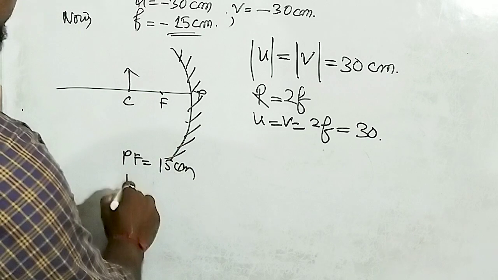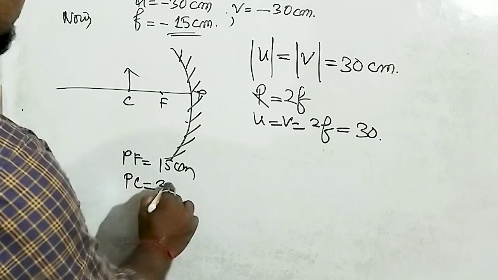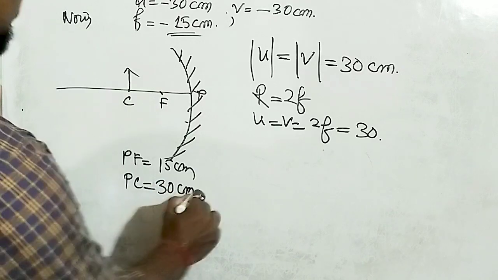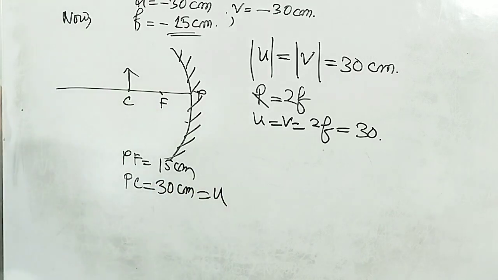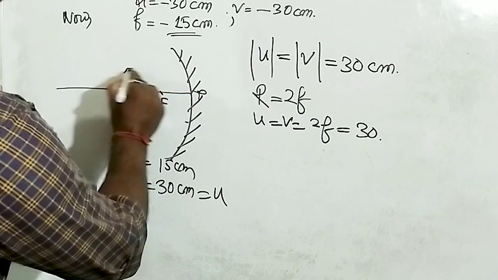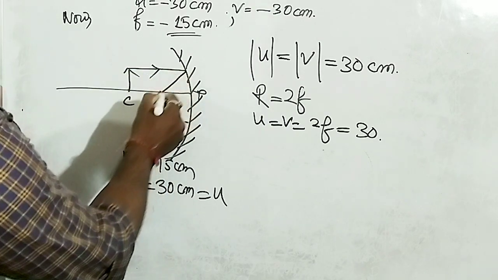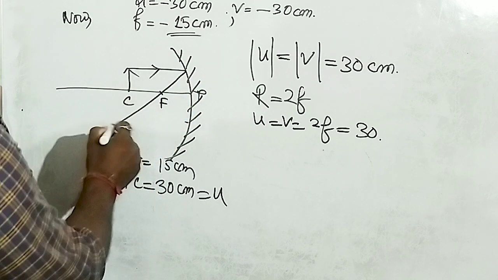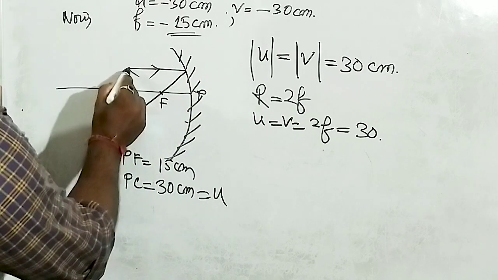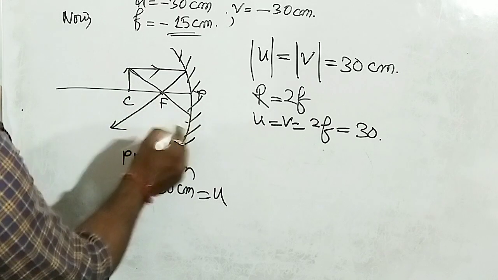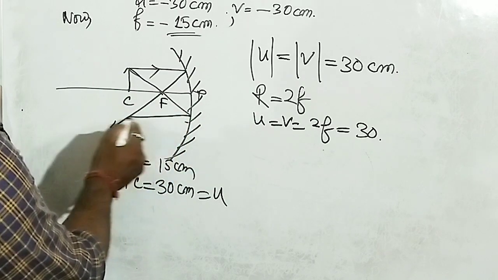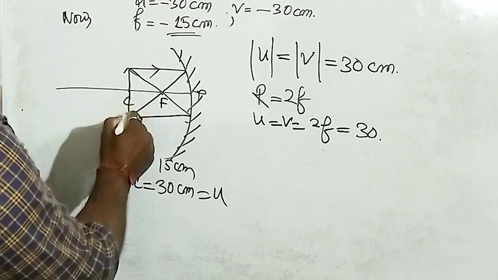Then PC will be how much? 30 centimeter. That means it is equal to U. Till now we have got that. First I will draw one parallel line. It will obviously pass through the focus. Again, I have drawn one more line. It will pass through here. So it is the image.